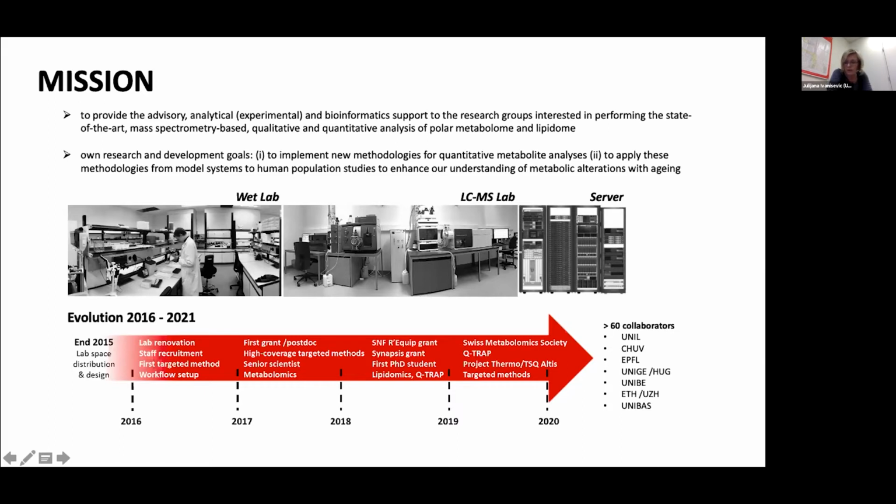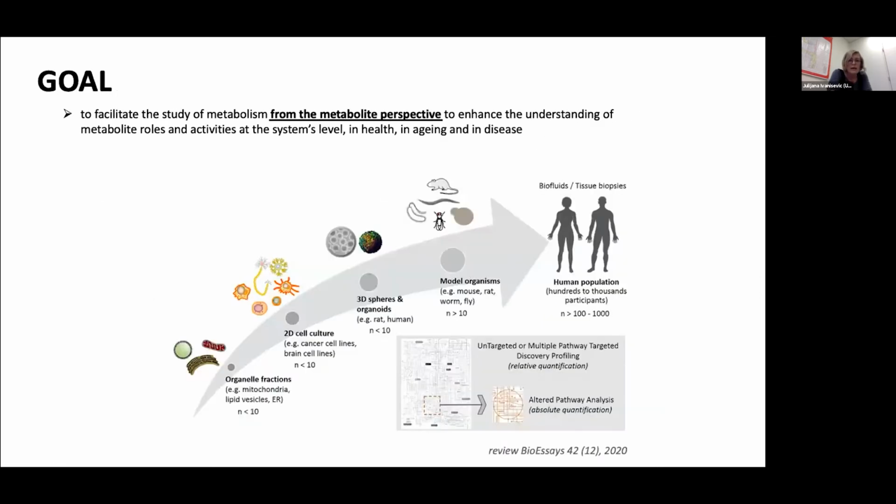We are very well equipped for efficient sample preparation, data acquisition, and data processing and analysis. Today we are collaborating with more than 60 different research groups across Switzerland and beyond. Our overall goal is to facilitate the study of metabolism from the metabolite perspective and to enhance the understanding of metabolite roles and activities at the systems level in health, in aging, and in disease.